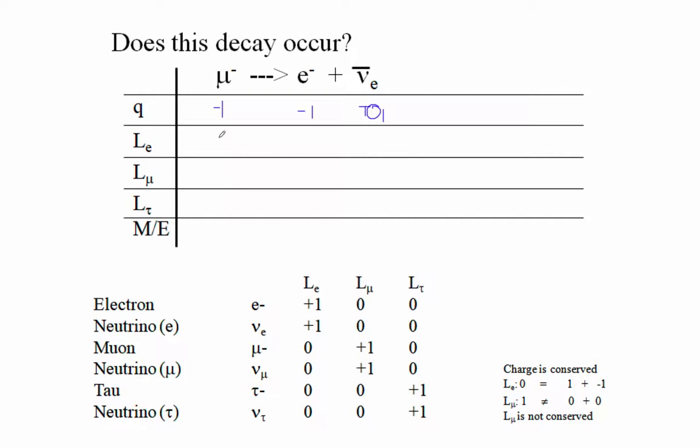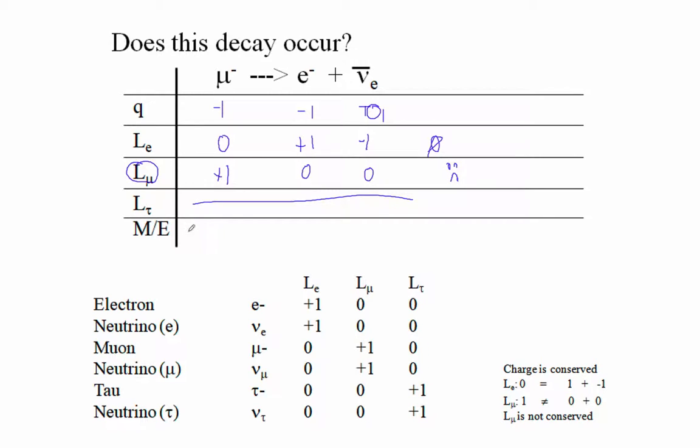Electron number-wise, let's look at this. We've got no electron numbers because that's a muon. We've got +1. And then an anti-electron neutrino is -1. So this one's good, right? By the way, there are no tau numbers at all. And then let's see. As far as the mu numbers go, we've got +1 here and 0 and 0. So this definitely is violated.